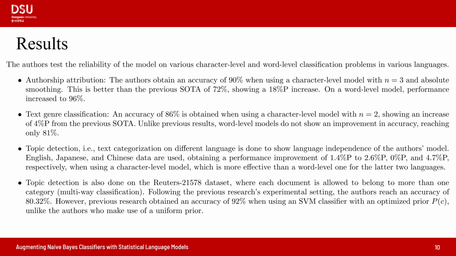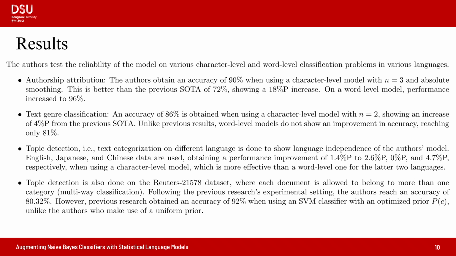So this sees every single character in the text to classify it, with the n-gram n equal to 3 and absolute smoothening. The authors state various smoothenings in the paper, such as absolute smoothening and Laplace smoothening, and the results are done for every single smoothening model, and the best one is compared with the SOTA of that time, the state of the art. And the state of the art at that time for authorship attribution was 72%. So the authors show an 18 percentage point increase.